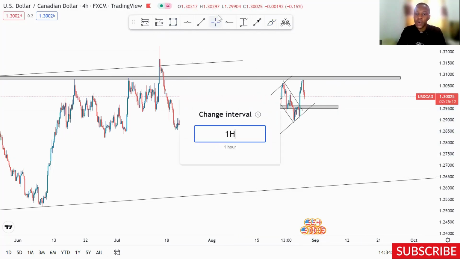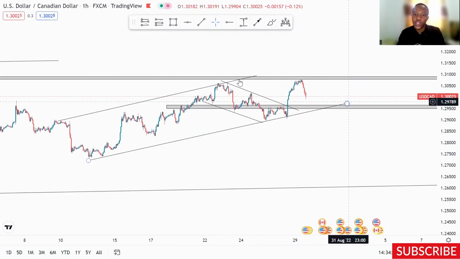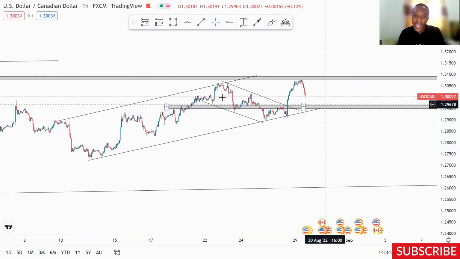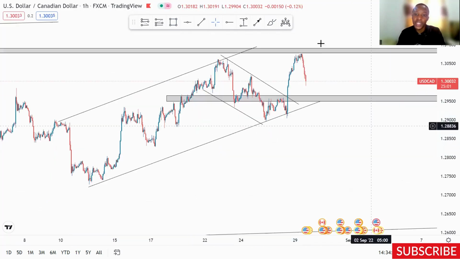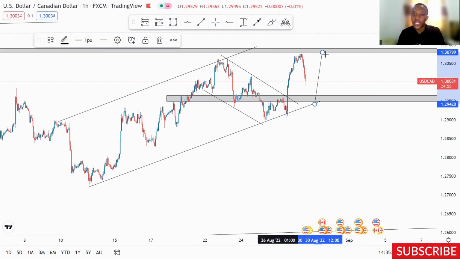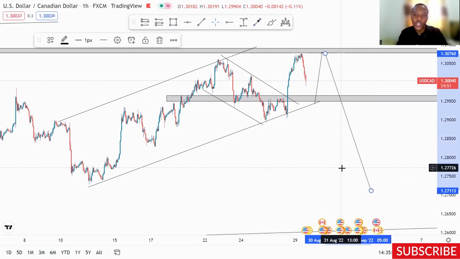But for now, we are still inside this structure, but we must be careful as to what could possibly happen on this support level that I highlighted over here with this gray line. But should that not happen, then you're most probably going to go back up for one last time before the market can eventually give us those selling opportunities to the downside. So that is what I'm also seeing on USDCAD.